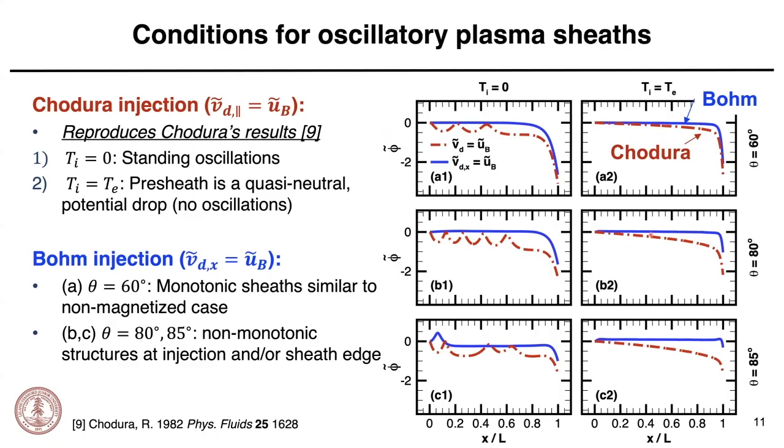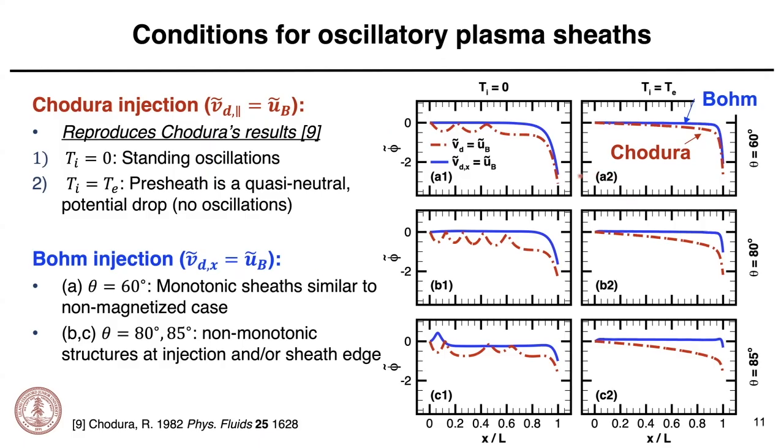You can see how that magnetic pre-sheath varies as you increase the angle of the magnetic field. For the cold ion case, you get these standing oscillations, and this is also what is shown in Kodura's work. So that also works as benchmarking to show that we get the same results there. But this is really for benchmarking purposes. What we want to focus on is doing the Bohm injection and seeing if that does a good job of replicating what the sheath edge conditions are supposed to be.